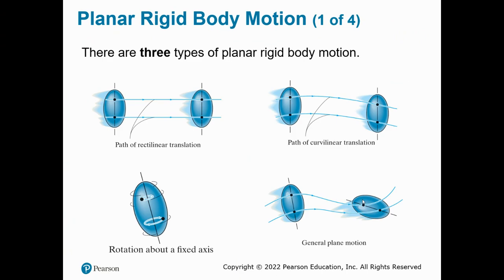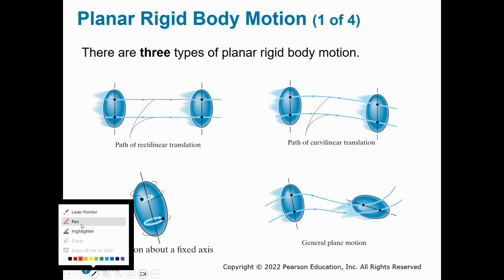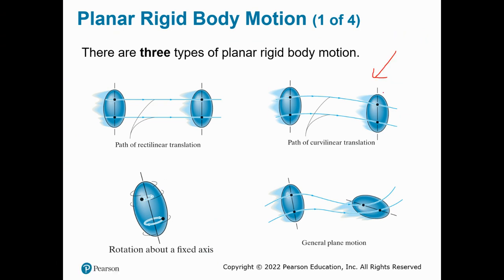So the first diagram here, we're going to look at three different planar rigid body motions. The first diagram right here, we call it regular linear translation. In other words, we're moving on a straight line. The second diagram, I'm referring to the upper right corner, the path is curved, and we call this curvilinear translation. Number 3, lower left corner, is rotating about a fixed axis, pretty straightforward.